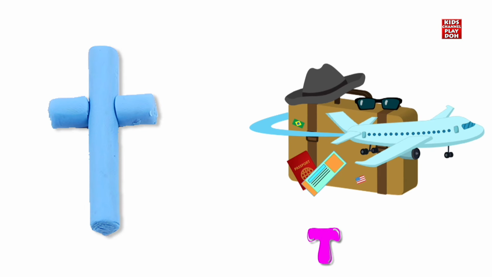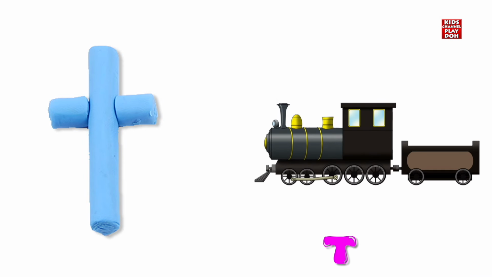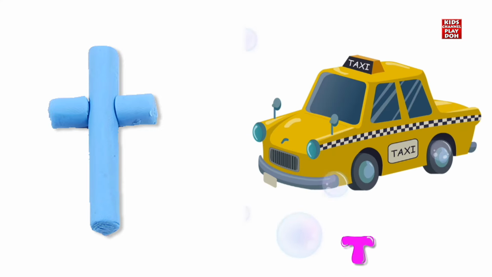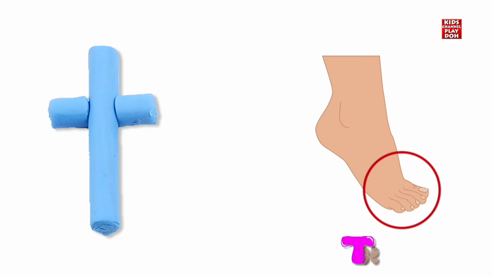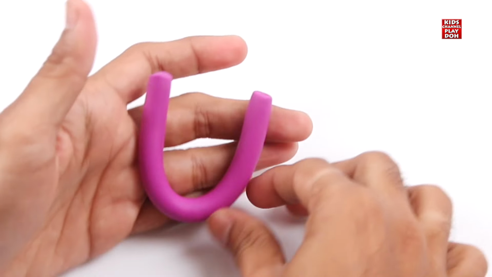T is for travel, travel. T is for train, train. T is for taxi, taxi. T is for toe, toe. Here comes the letter U.